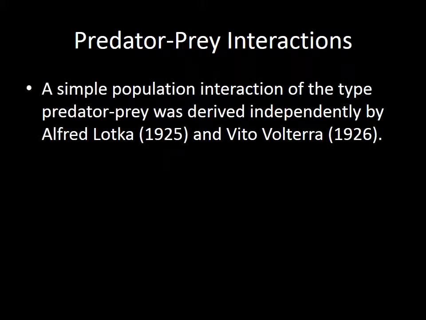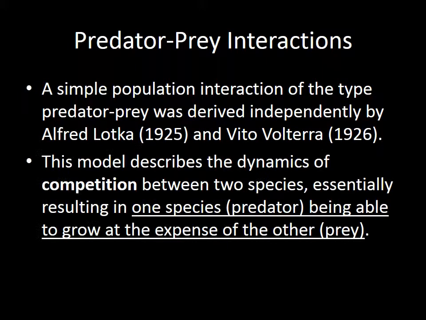So let's talk about the predator-prey interactions. A simple population interaction of the predator-prey type was derived independently by two scientists, Alfred Lotka in the United States and Volterra in Italy, at about the same time. And the model that both of these came up with describes the dynamics of competition between two species. So these are two species competing against each other, and this essentially results in one species being able to grow at the expense of the other. Okay, and the species that is able to grow at the expense of the other we call the predator, and the one that gets preyed upon, at whose expense the predator grows, we're going to be calling the prey.